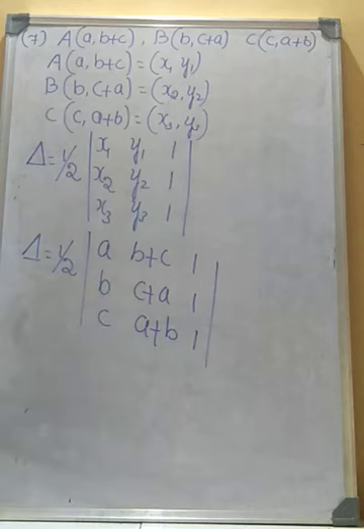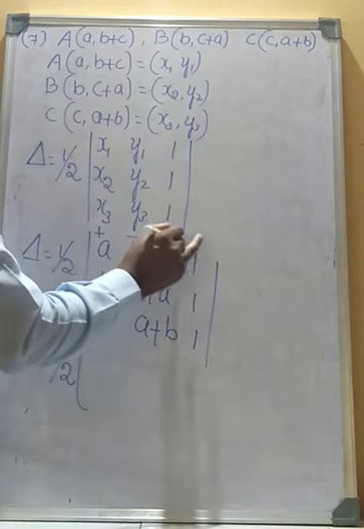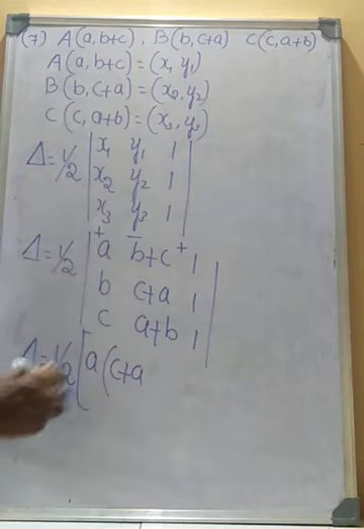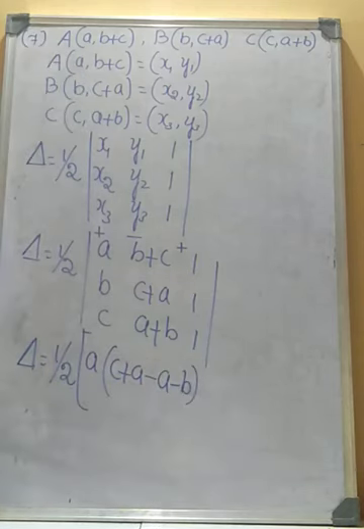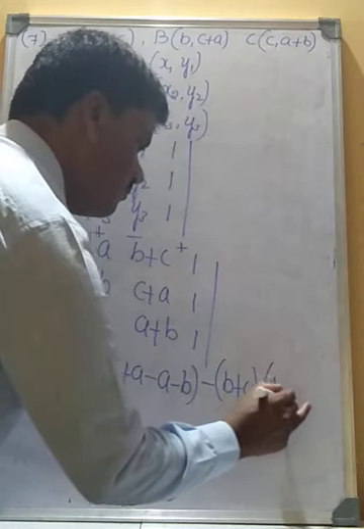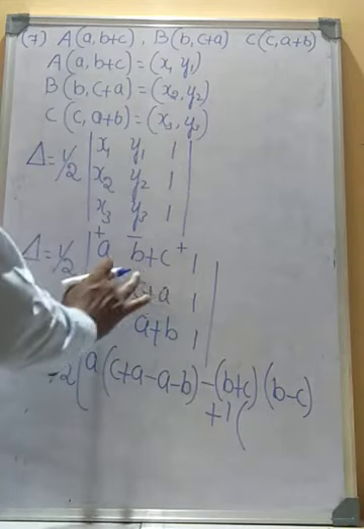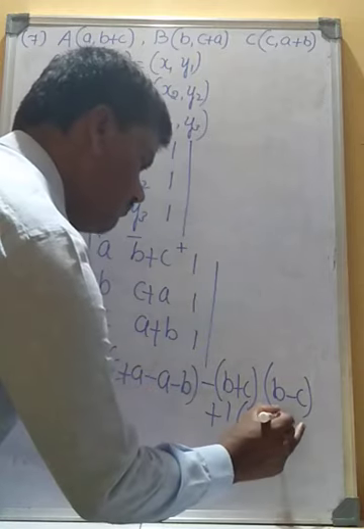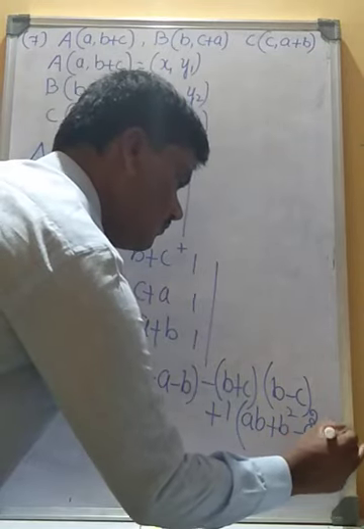So expand this determinant. Therefore delta is equal to half into expansion along the first row: a into (c plus a minus a minus b), minus (b plus c) into (b minus c), plus 1 into (b into a plus b minus c into c plus a), that is ab plus b square minus c square minus ca.